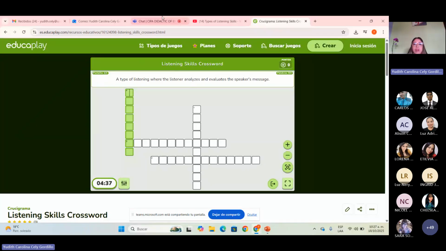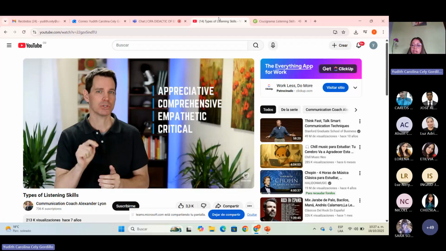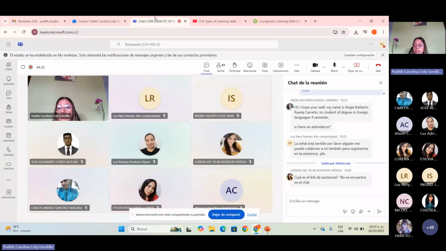Critically, yes, that's right. These are all those different parts: appreciative, comprehensive, empathetic, and critically. All those different skills you are going to use when you can interact and identify all those different things.